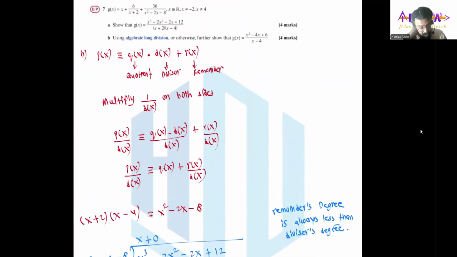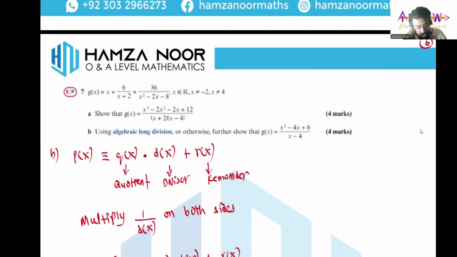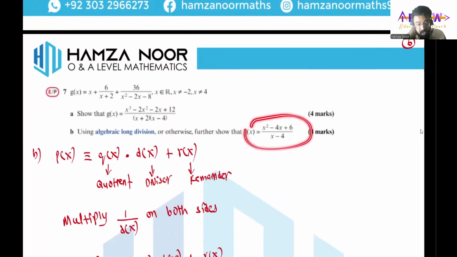This is the required form of g(x) in part B, which we need to show. So we have shown that g(x) is equal to x square minus 4x plus 6 divided by x minus 4. Okay, so this is basically one way to do this.